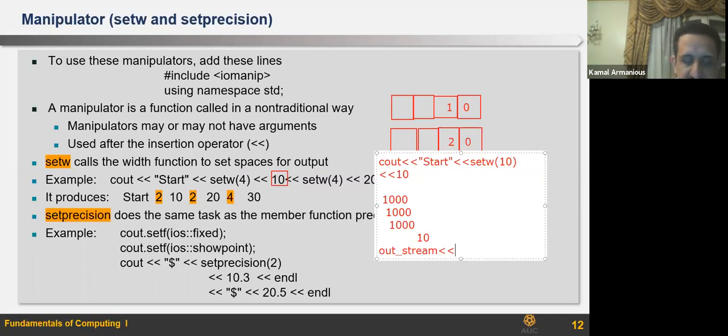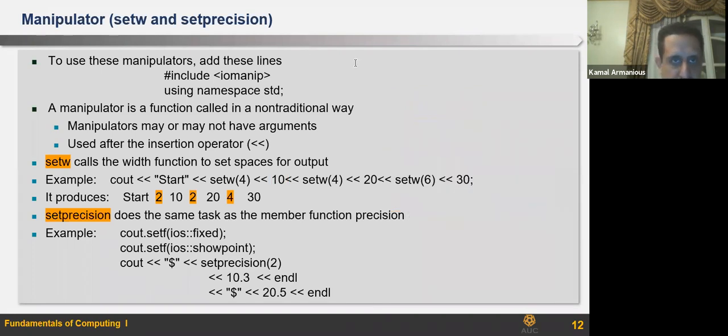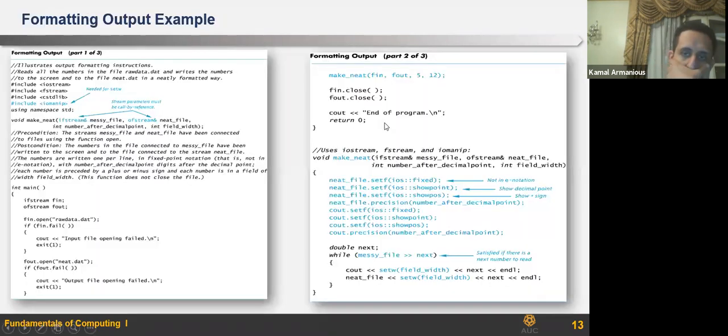Okay, ofstream setw 10 and then, let's say, 1000. What will happen? It will write to a file 1 2 3 4 5 6 spaces and then the number which is 1000. Okay, what do we use it for? We use it to produce a nice-looking output, and that is what we will see later. Okay?